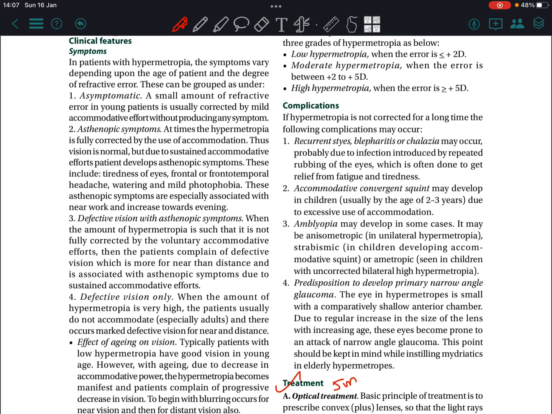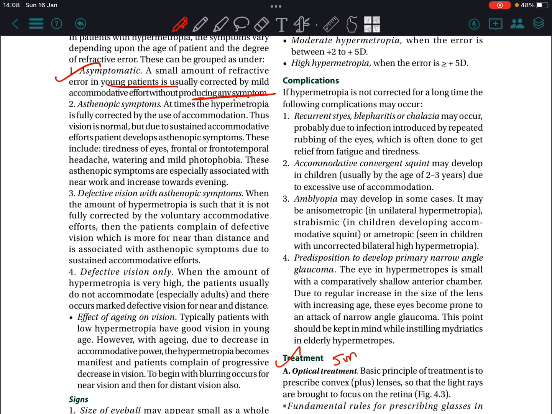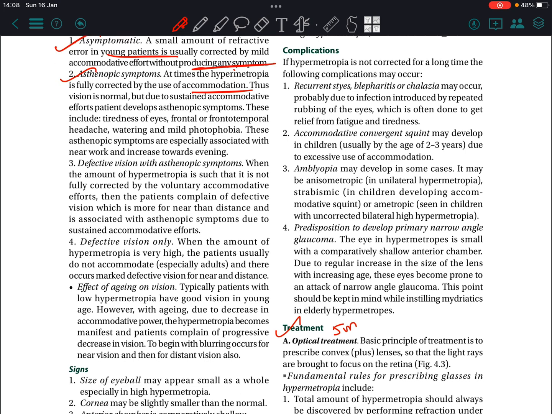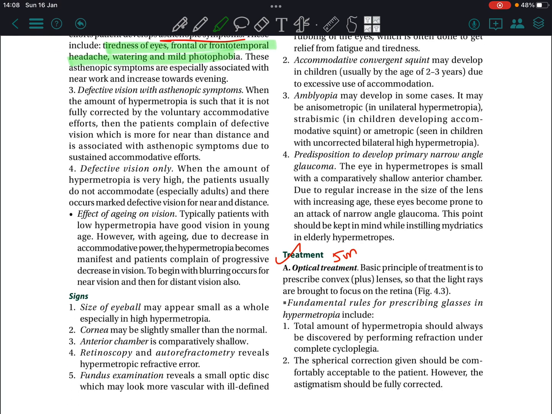Clinical features: symptoms. Asymptomatic: mostly patients are asymptomatic without producing any symptom, mainly young patients. Asthenopic symptoms: at times hypermetropia is fully corrected by use of accommodation. Thus, vision is normal, but due to sustained accommodative efforts, the patient develops asthenopic symptoms. These include tiredness of eye, frontal or frontotemporal headache, watering, mild photophobia, etc. These asthenopic symptoms are especially associated with near work and increase towards evening.